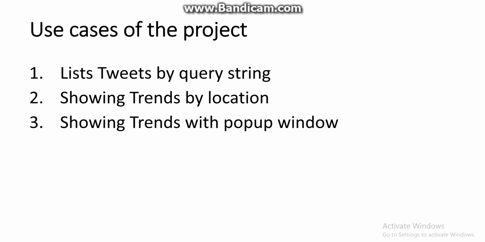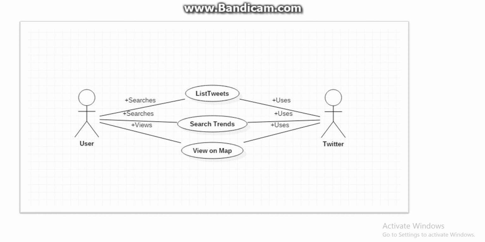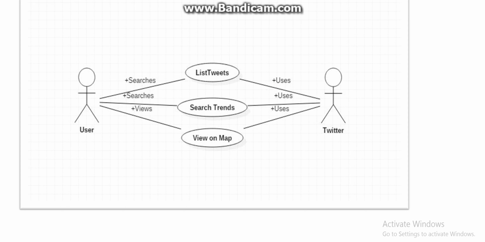Use case of our project. We have 3 use cases. One, list the tweets by using a query string. The second one, showing trends by location. The third one, showing trends with the pop-up windows. This is our use case diagram. The user views the system, and the system fetches data from Twitter. Our next presenter is going to present the next part.